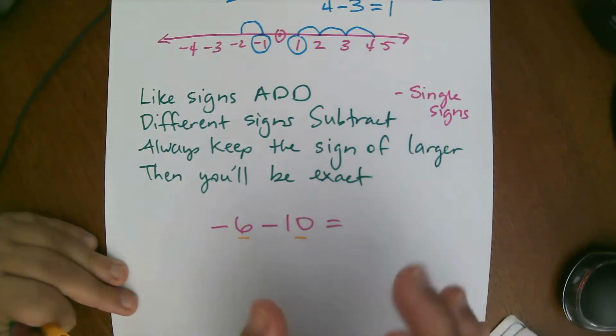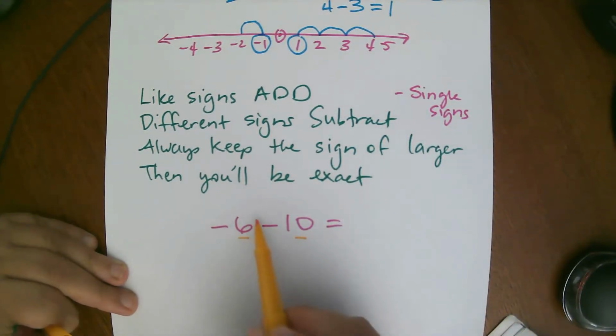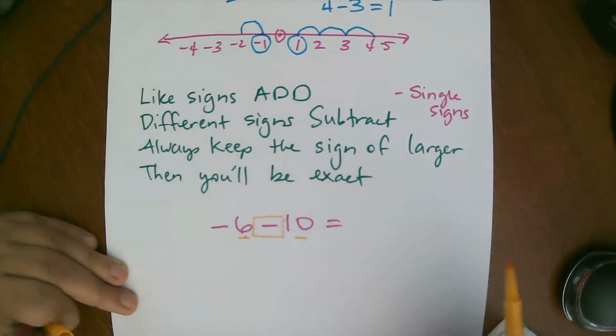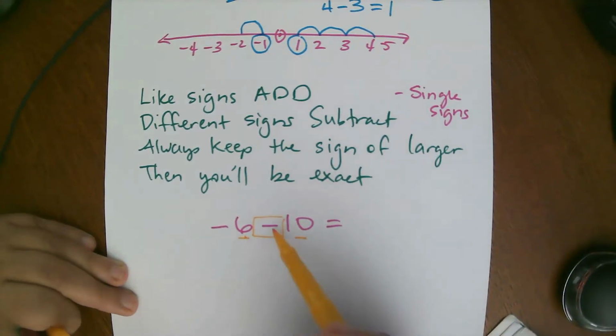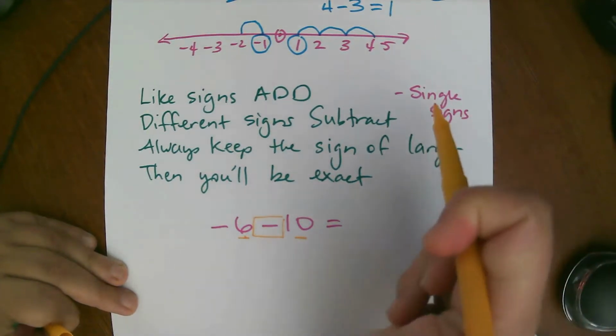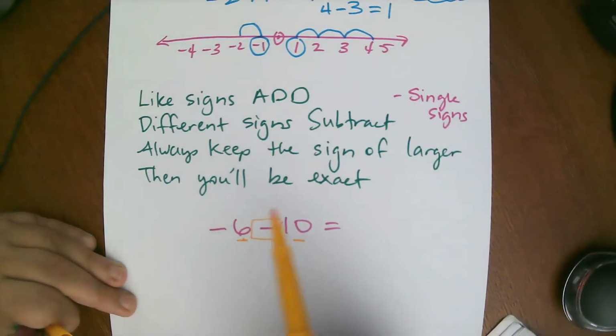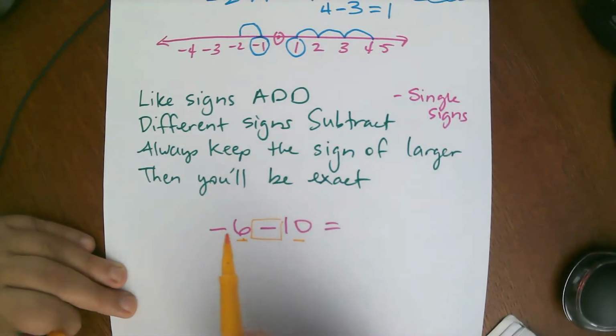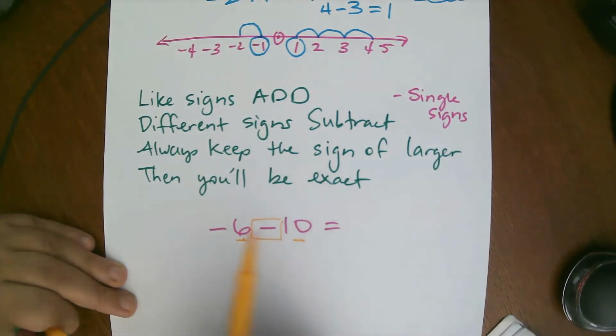So what I mean by single signs is if I look at two of the numbers, the absolute value of the number is just the number. So the absolute value of -6 is just 6. The absolute value of -10 is just 10. So I'm looking at just the absolute values of the numbers, 6 and 10. If you look between those numbers, there is a sign. Correct? There's only one sign. So this is a single sign problem. So can we use the song? Yes, we can. Thumbs up on that, right? Okay, so let's use the song.